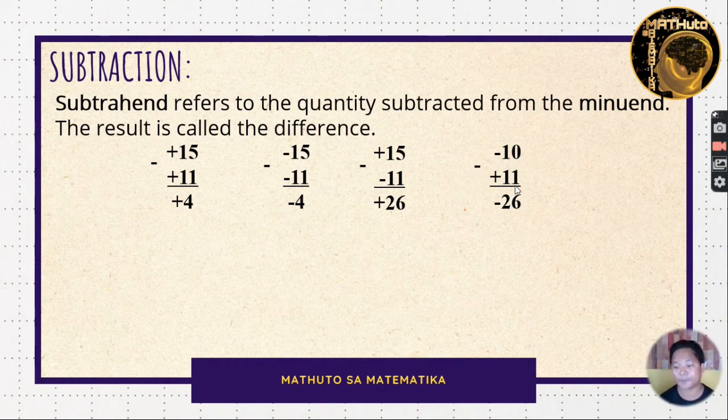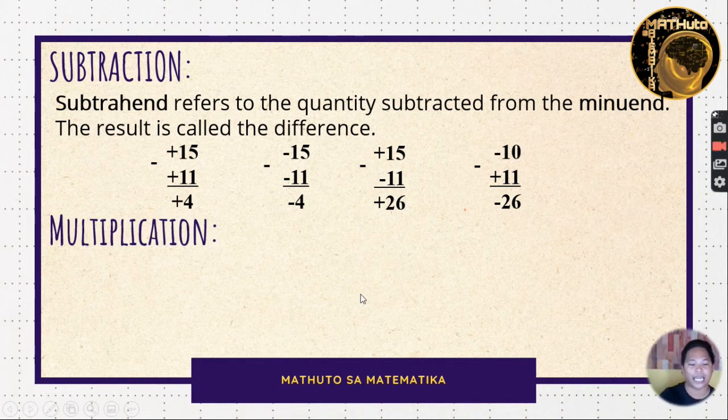So, same sign na po. Add po natin siya. So, negative 15 plus negative 11 is negative 26 po. So, ang sign po nila ay parehas na negative. So, ulitin ko lang po, ito po ay negative 15. Kaya ang ating sum is negative 26.